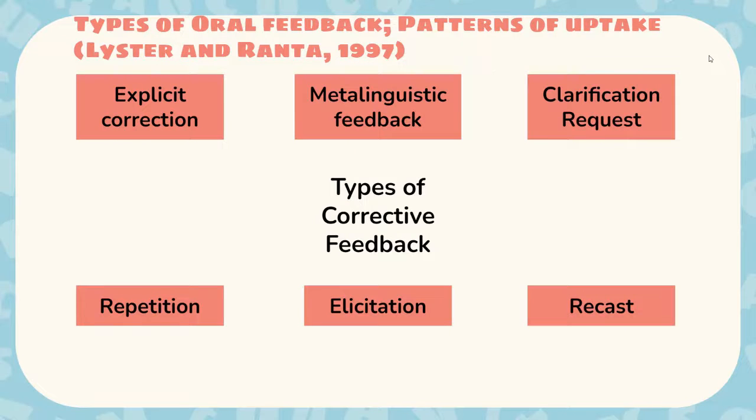So there are 6 types of corrective feedback. We'll start with the first one, which is explicit correction. Explicit correction is when the teacher gives the correct form and indicates what is wrong. So this is usually done in the pronunciation of words, right?